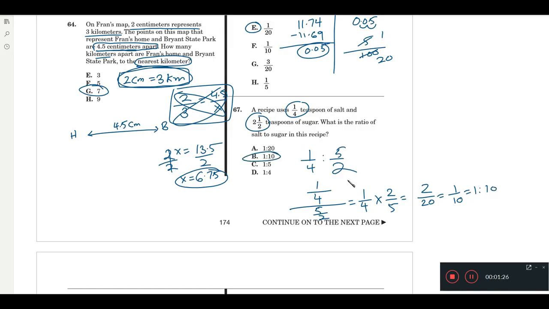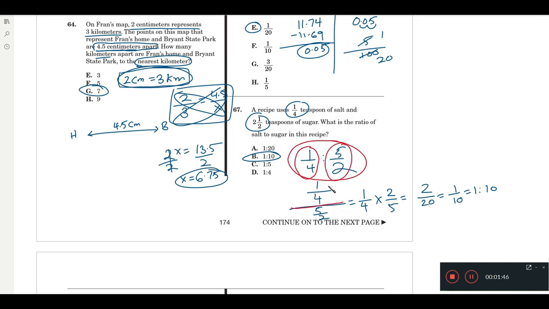Make sense, guys? Yes, we can just simplify the 2 and the 4. Now take a look at it, Dave. Do you see where I got this from? Yeah, from the teaspoons of salt and sugar. Very good. And do you understand the ratio means this divided by this?